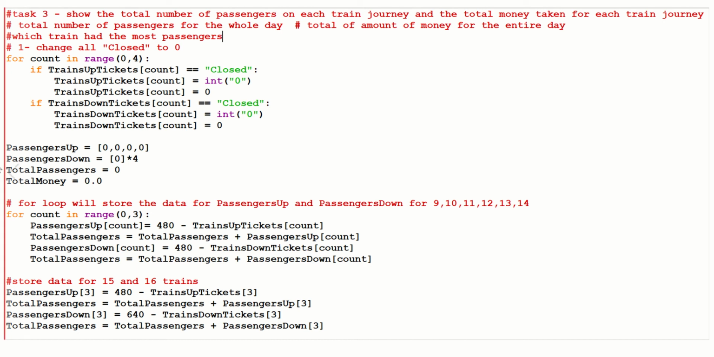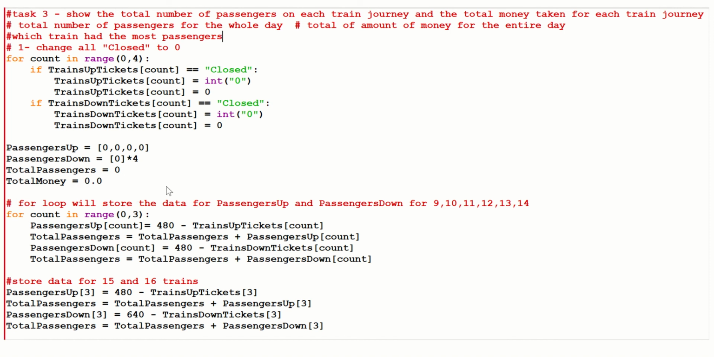Okay, and next, passengers up is an array, passengers down is an array. 0, 0, 0, 0 for positions, total passengers equals 0, and total money is a real number. So yeah, there's a point, so it's a real number, 0.0, right?